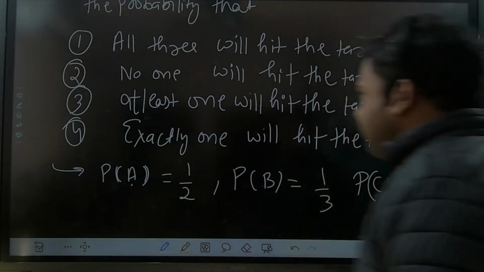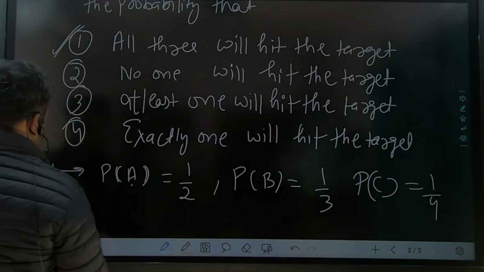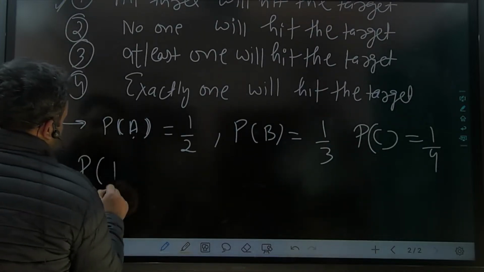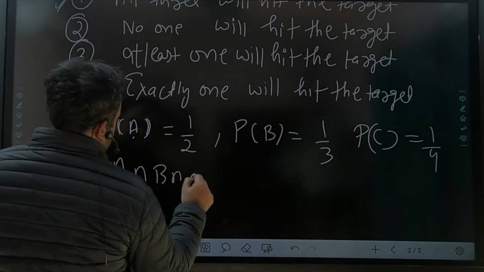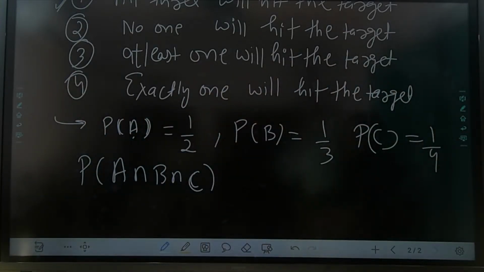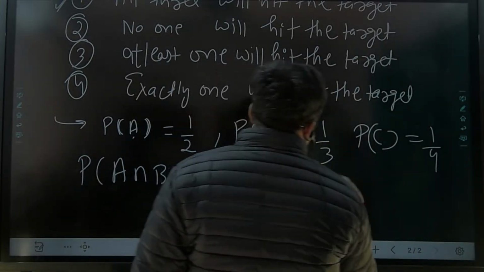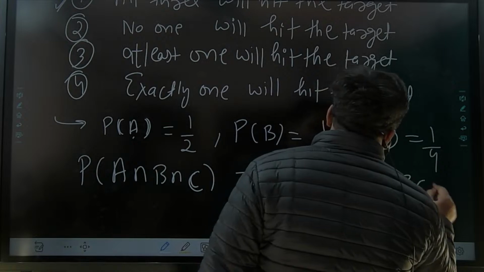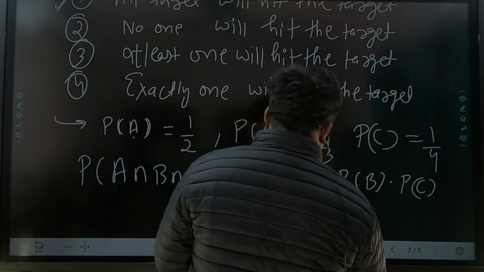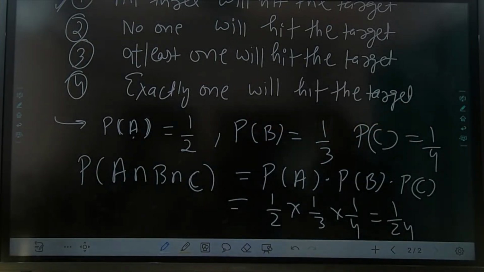In this way, if I try to calculate the first point, all three will hit the target. It means we have to find the probability of A intersection B intersection C, meaning A and B and C all together hit the target. It is nothing but the probability of A multiplied by the probability of B multiplied by the probability of C, because they're independent events. So 1 by 2, 1 by 3 and 1 by 4, which is 1 by 24. These are the chances when all three will definitely hit the target.